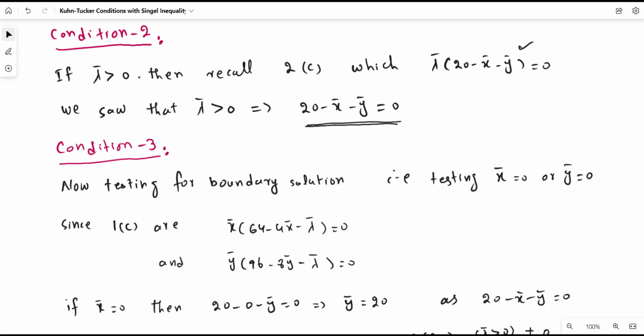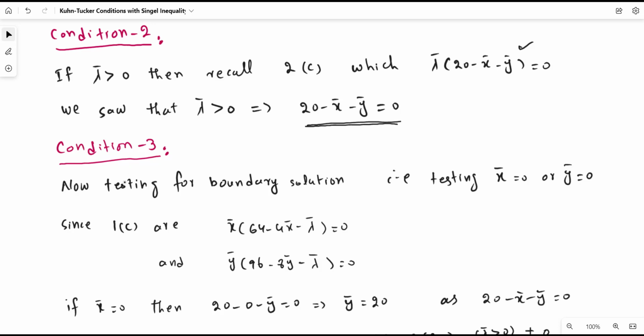So this is the second condition. This is linked with the first condition. We clarified this, right? Now compare with 2c. 2c says either lambda bar or this constraint is equal to 0. Since lambda is greater than 0, it means that this constraint is equal to 0.